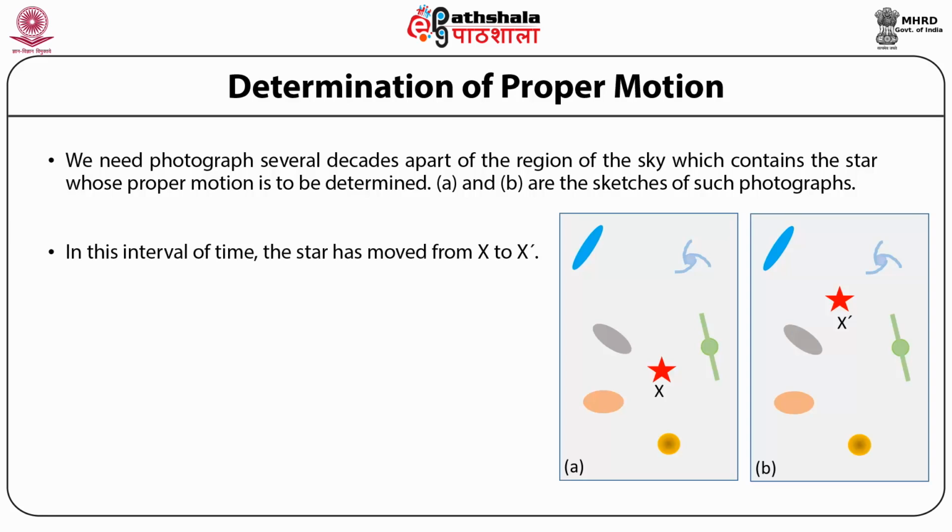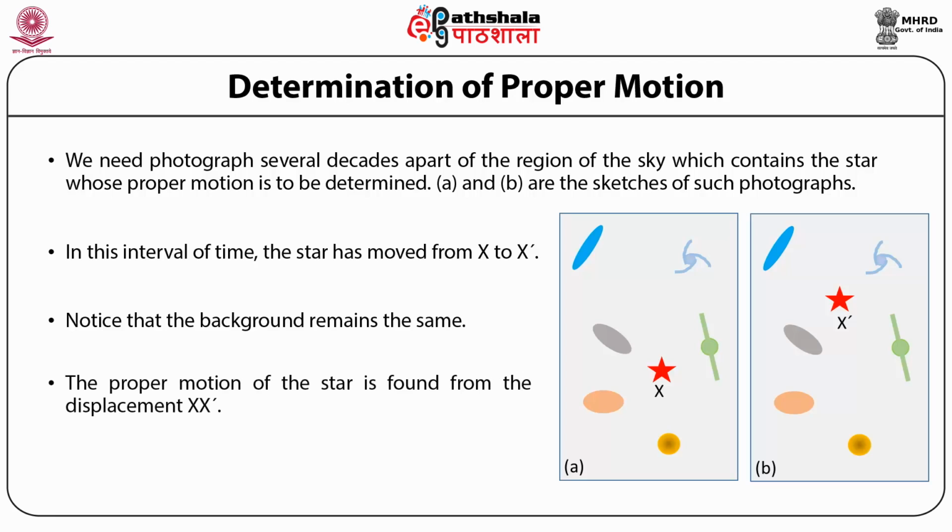In this interval of time, the star has moved from x to x prime. Notice the background remains the same. The proper motion of the star is found from the displacement x prime, which can be obtained by the superposition of these photographs. Knowing the displacement and time elapsed between the two photographs, the proper motion can be calculated. It is obvious that the accuracy of the measurement of proper motion can be increased by selecting photographs separated by long intervals. However, much of the advantage is offset by the errors in the position measurement at earlier epochs.